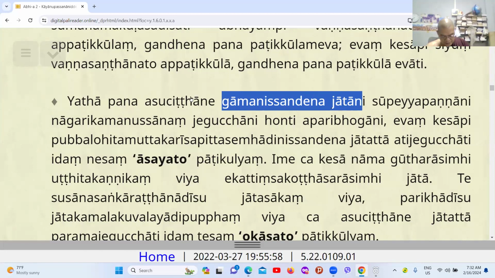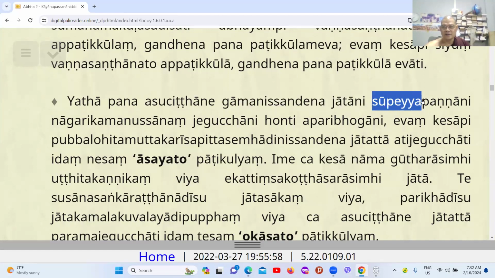Supeya panani. Supeya is curry, pana is leaf, the leaf to be cooked as curry. You can say curry leaf, but these are leaves to be cooked. That's why in Pali we say supeya pana. It doesn't mean cooked leaf. It is the leaf to be cooked, which grows near the village.